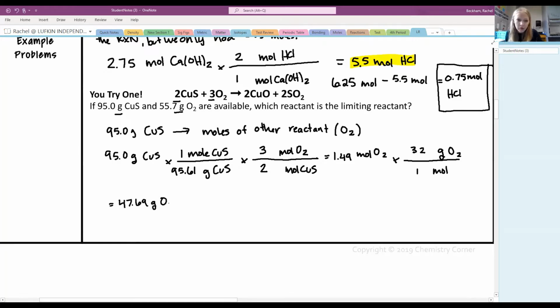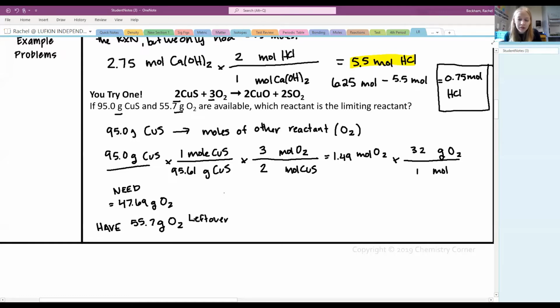So I'm getting 47.69 grams of O2. Okay, so what that means is that if I put in 95 grams of copper sulfide, I need 47 grams of O2. What do I have? I have 55.7 grams of O2. Okay, so I need 47.69 and I have 55.7.